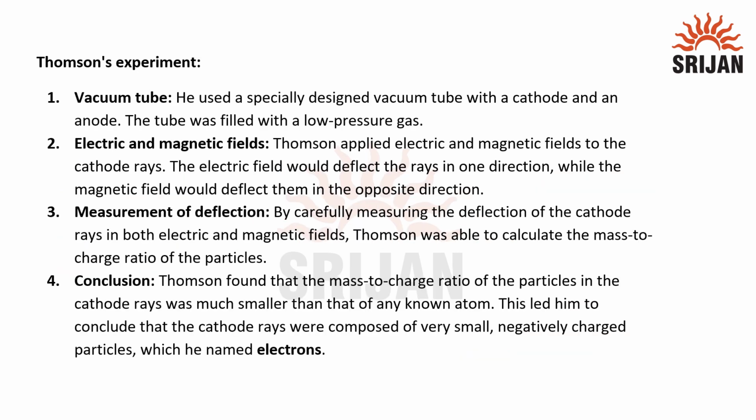Let's understand about the experiment. First, we have a vacuum tube. He used a specially designed vacuum tube with a cathode and an anode, and the tube was filled with low pressure gas. Then Thomson applied electric and magnetic fields to the cathode rays.